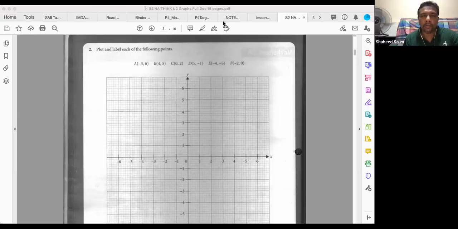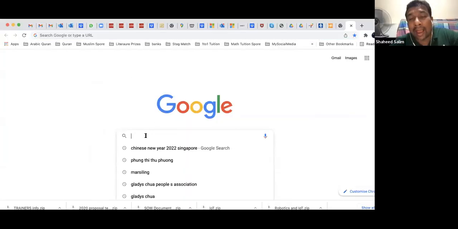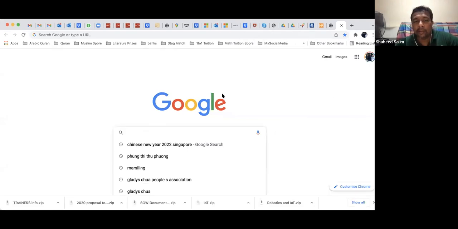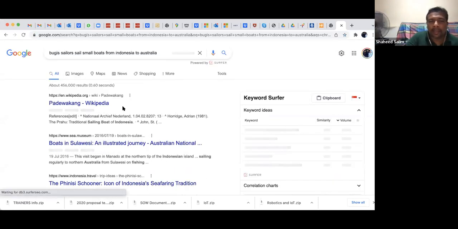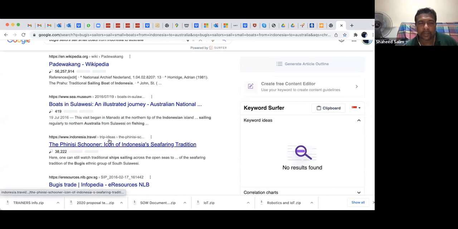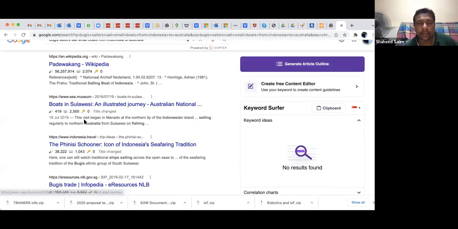What could the Malays do? You say Malays cannot do anything. Huh? No. They can do many things. Let me see. Okay, Malays. But this is one group of the Malays lah. Okay. Bugis, sailors. Maybe I told you this before. They sail small boats, no? From where? Indonesia or Malaysia to Australia. Small boats, no? Is it true? Down here. See, let's see.